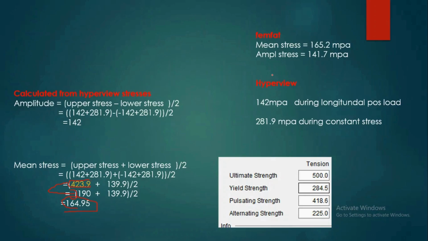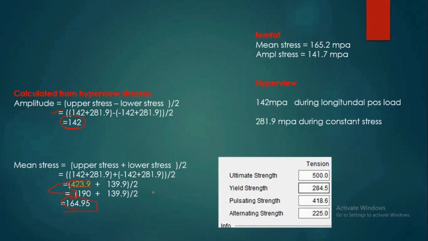And second thing, one may ask why you have not used the Neuber correction method here in amplitude stresses. Even if I use Neuber correction here, whatever value this makes, the same value this will make, and it comes out to be 142 only, because this and this will get cancelled, and again your amplitude stress will be equal to this value only. So this is how you can calculate amplitude and mean stresses.